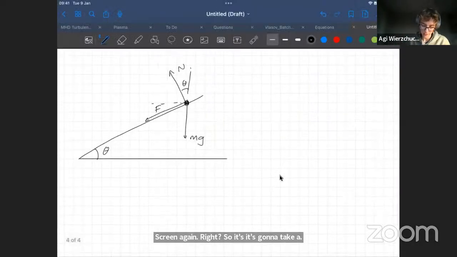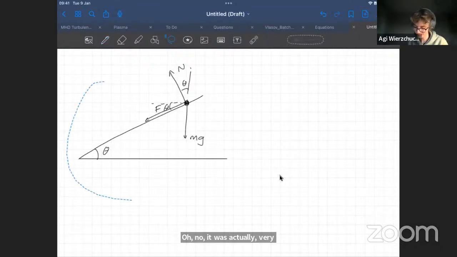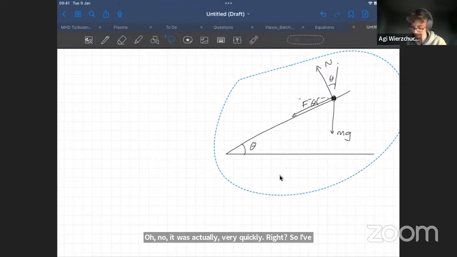Let me share my screen again. Right, it was actually very quick. So these are the ingredients that I've prepared before. This is the diagram, and actually, let me say what the question is.